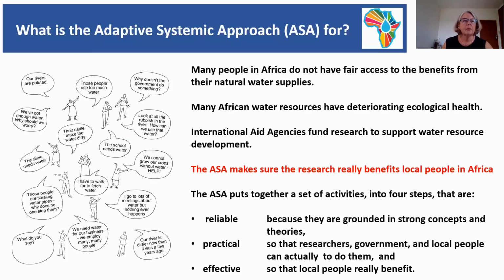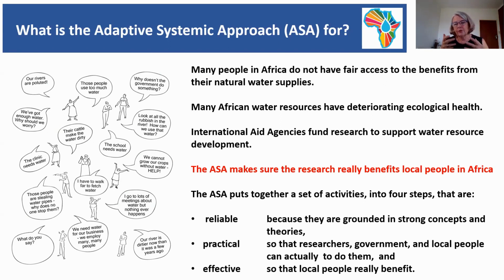Now, that's a set of notes that you could look at afterwards that describe what I've just said in somewhat more detail. So what is the adaptive systemic approach for? Well, many people in Africa do not have fair access to water and their own natural water supplies. Many African water resources have deteriorating ecological health. And at the same time, many international aid agencies fund research to support water resource development. Now, quite often, the research that is associated with grants that come with development aid are of fairly short-term duration, maybe 3 to 5 years.